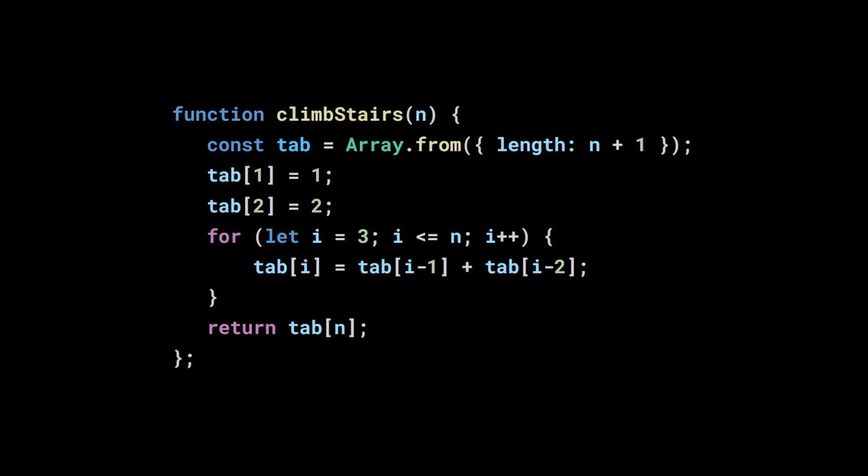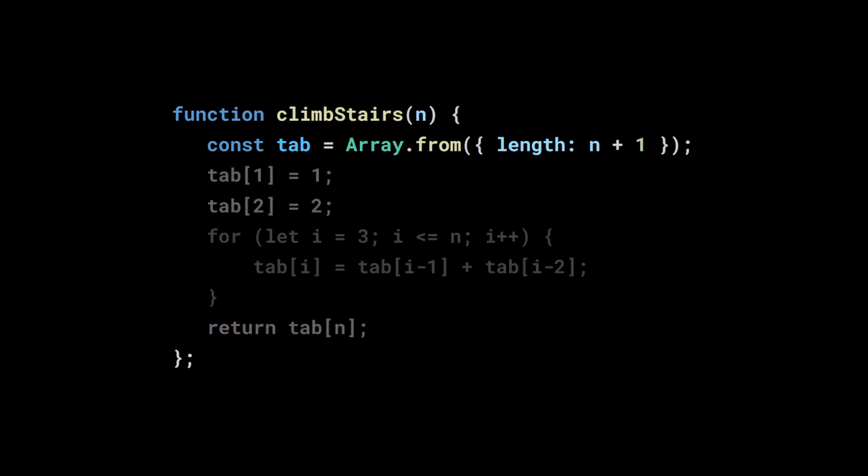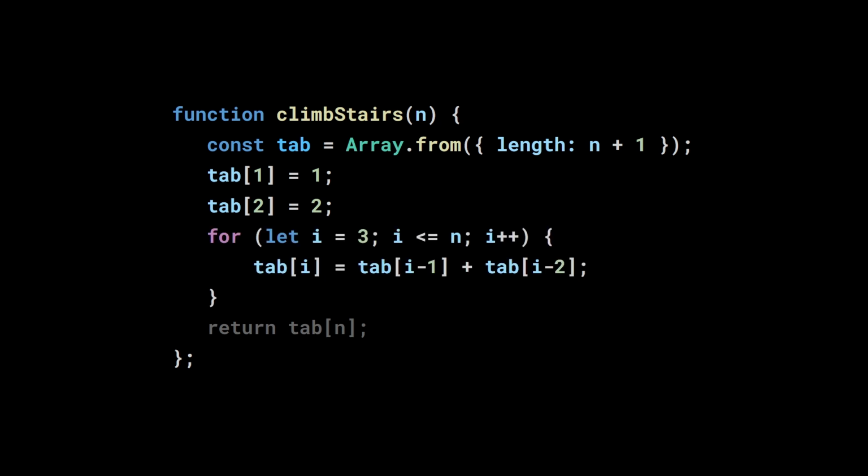If we look at an implementation, we can start by creating a table of size n plus 1, then initialize the first two cells, then we fill the rest of the table, and finally we return the last element of the table, which corresponds to the final result. So here we clearly start from the bottom, or the base cases, and go up to the top, or the result we want. Pretty good, right?